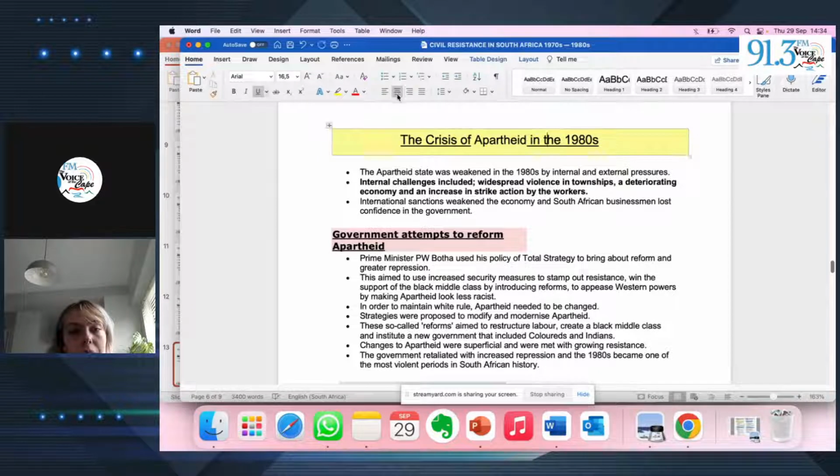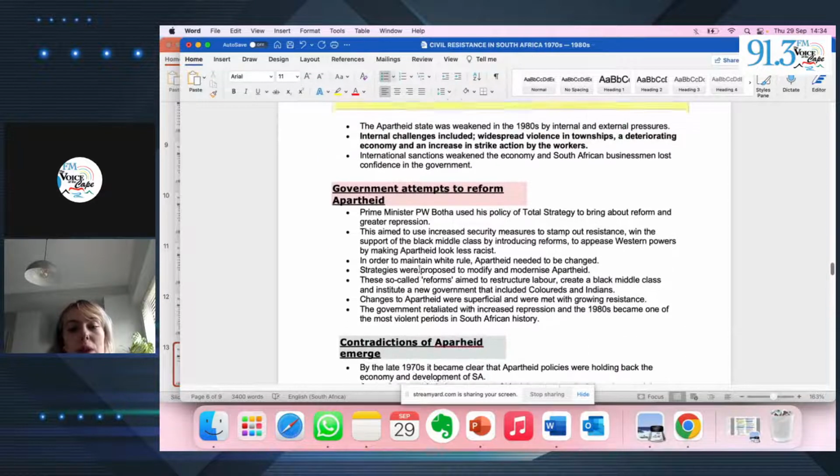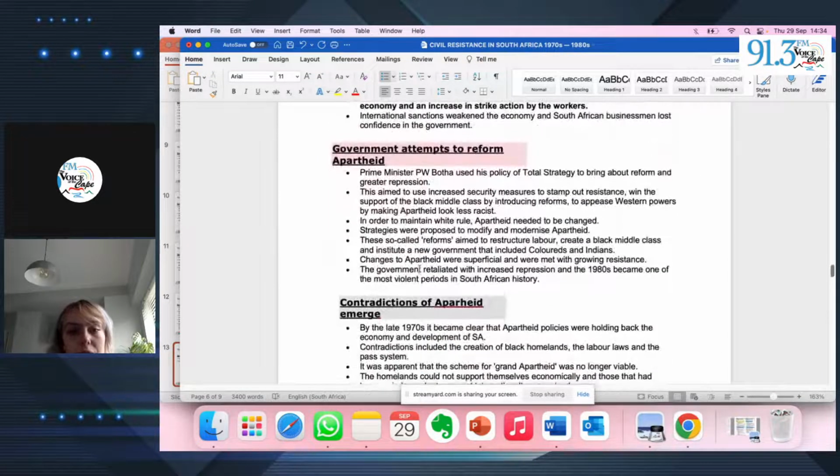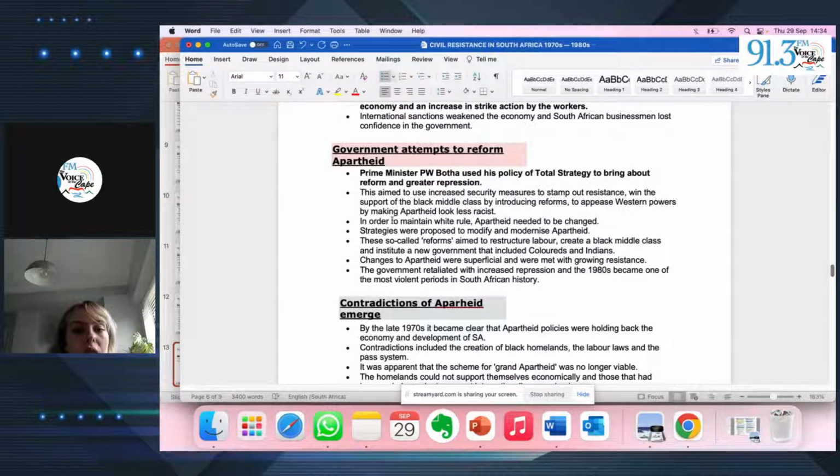Okay, then the government attempts to reform apartheid because people start losing faith in the government. So Prime Minister P.W. Botha used this policy of total strategy to bring about reform and greater repression. This aimed to use increased security measures to stamp out resistance, win the support of the black middle class, and to appease Western powers by making apartheid look less racist.